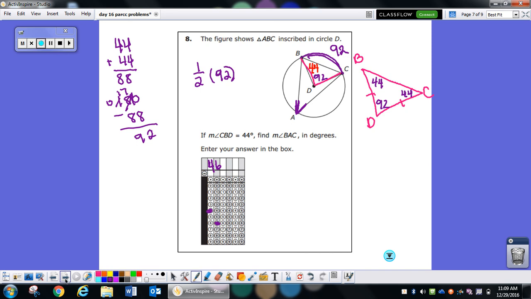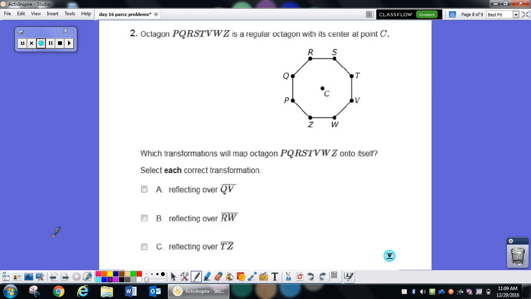Alright, last one. There is a BCR type question like this. So you have an octagon and you want to figure out what transformations, so basically a rotation or reflection, will map PQRSTVWZ onto itself. So what I do is I just kind of go through and check each one.